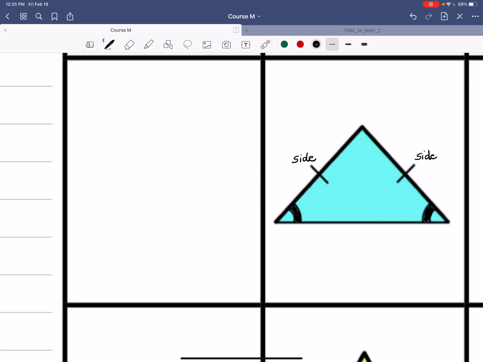The base is this dimension here. It is not the same as the sides. These are called base angles that I've colored in there. This is called the vertex angle up here. This triangle is called an isosceles triangle.